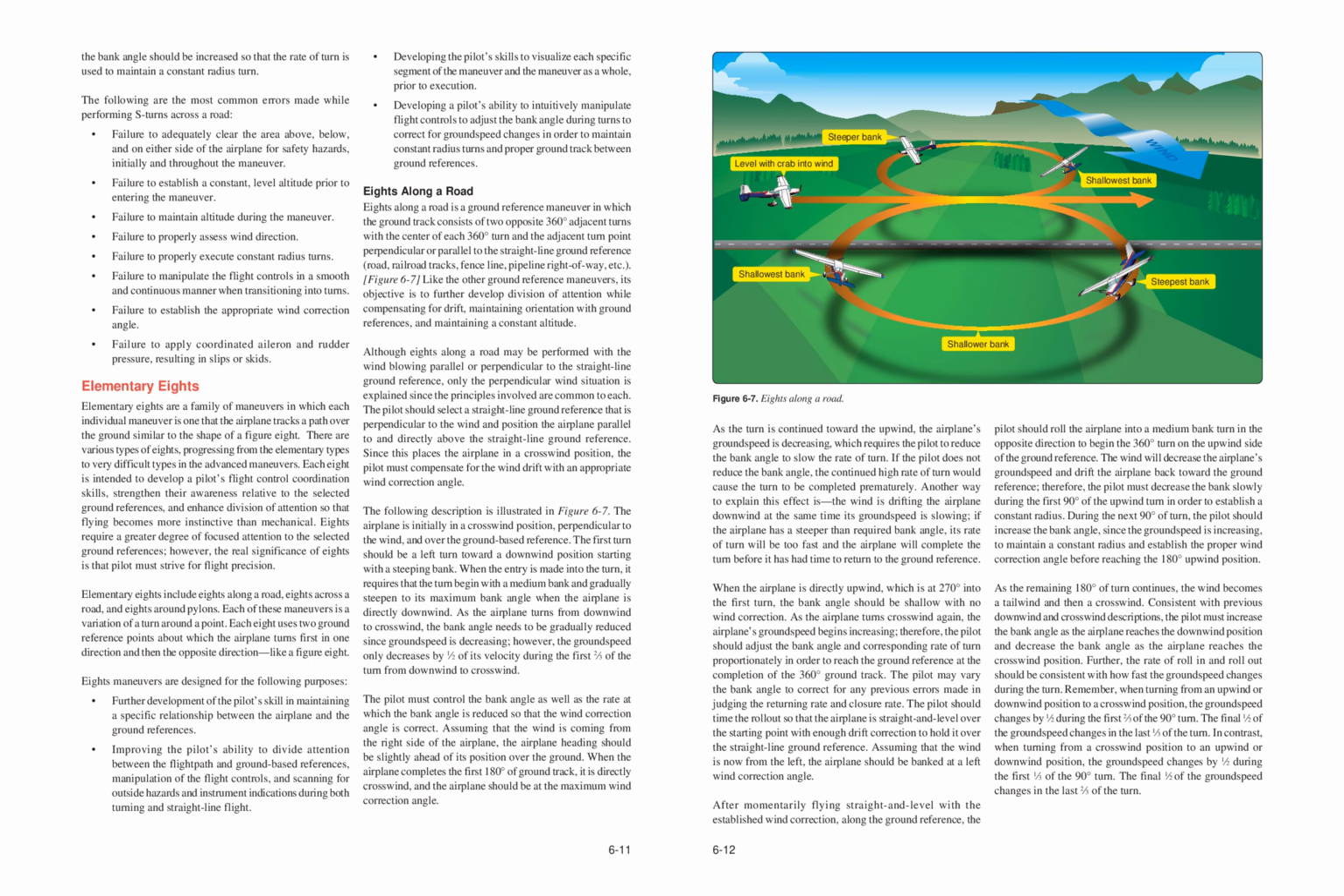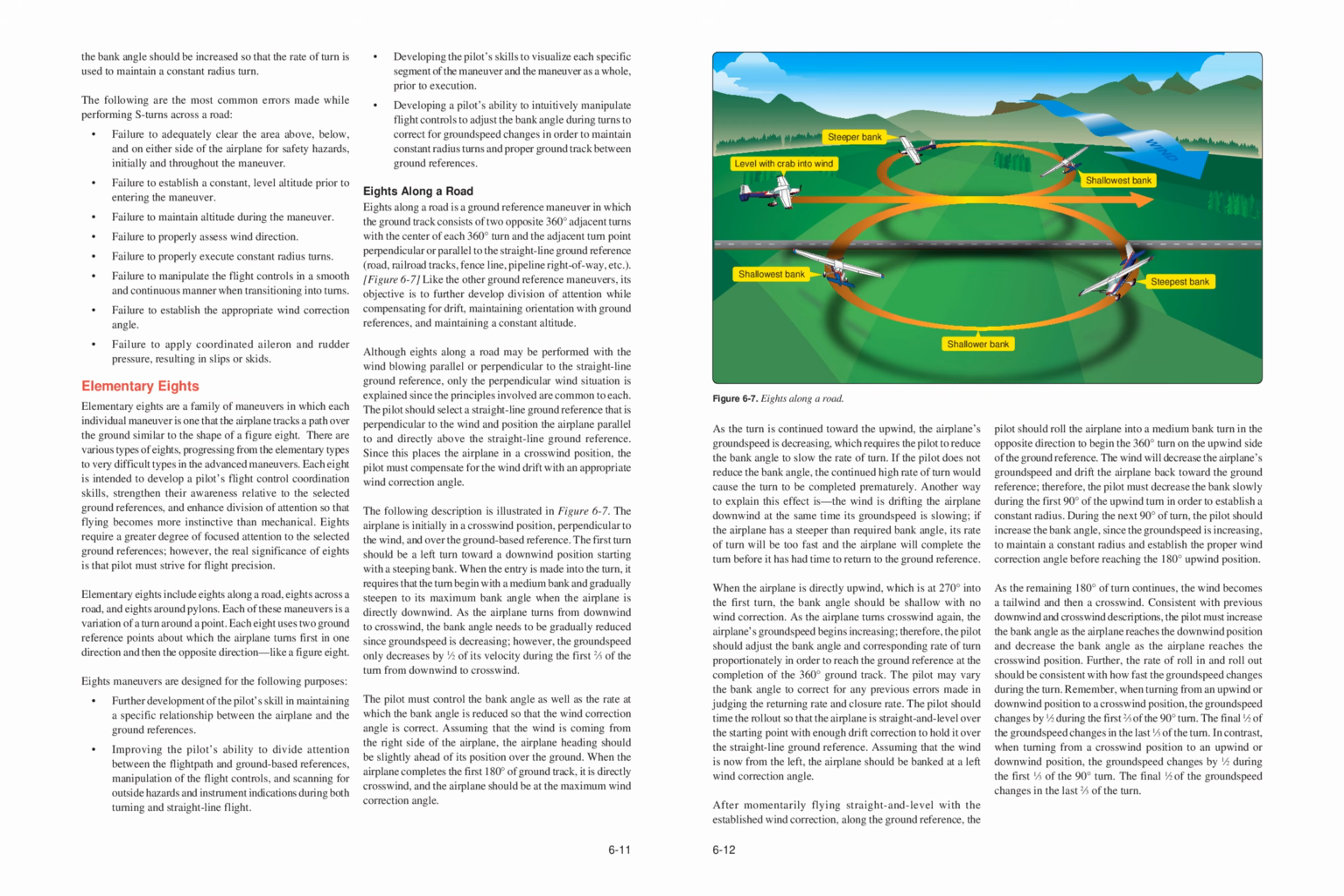As the airplane turns crosswind again, the airplane's ground speed begins increasing, therefore, the pilot should adjust the bank angle and corresponding rate of turn proportionately in order to reach the ground reference at the completion of the 360 degrees ground track. The pilot may vary the bank angle to correct for any previous errors made in judging the returning rate and closure rate. The pilot should time the rollout so that the airplane is straight and level over the starting point with enough drift correction to hold it over the straight line ground reference.